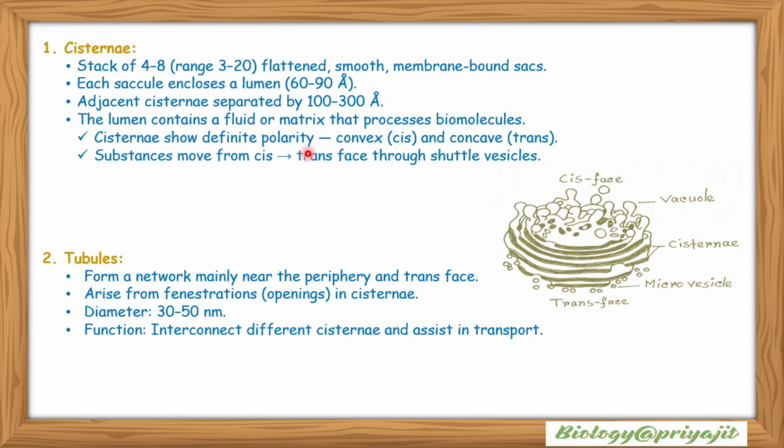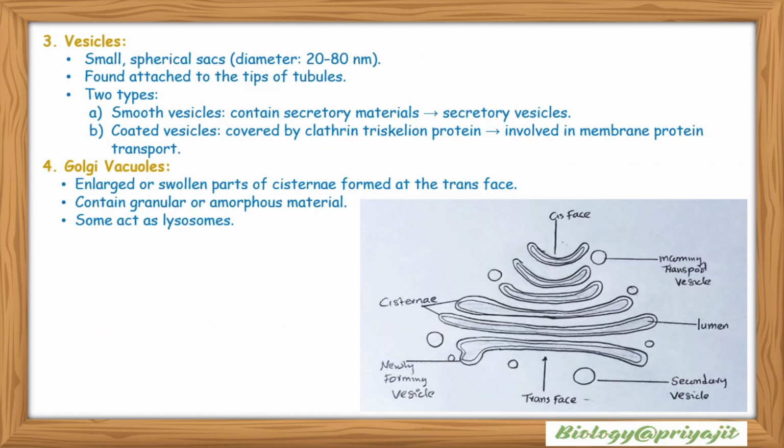Cisternae show definite polarity, that is, convex cis and concave trans. The substances move from cis to trans face through transfer vesicles. These are the microvesicles. Tubules form a network mainly near the periphery and trans face. They arise from the fenestrations or openings in cisternae. Their diameter is about 30 to 50 nanometers. Their function is to interconnect different cisternae and assist in transportation.